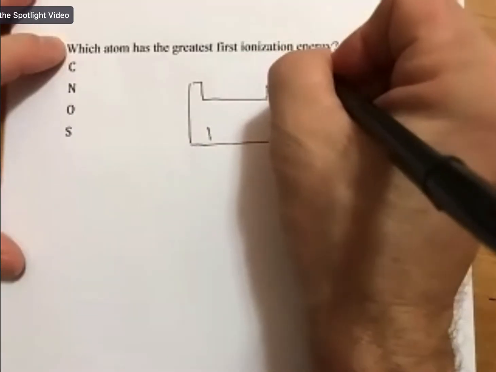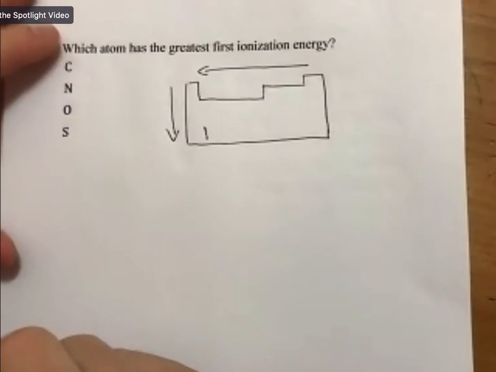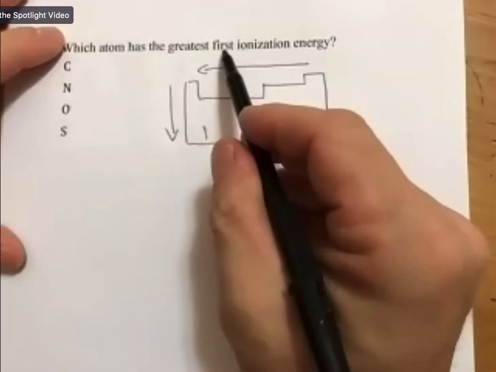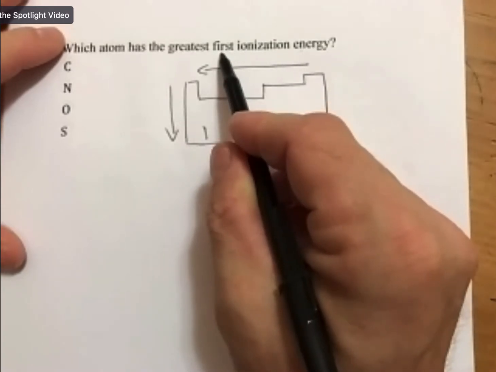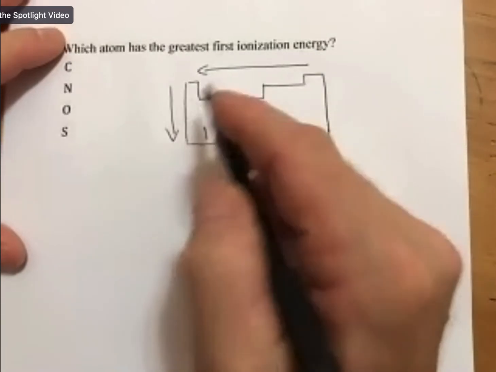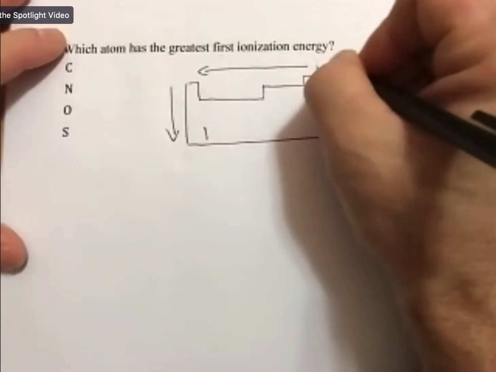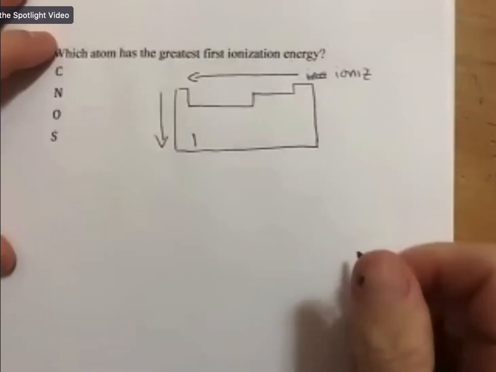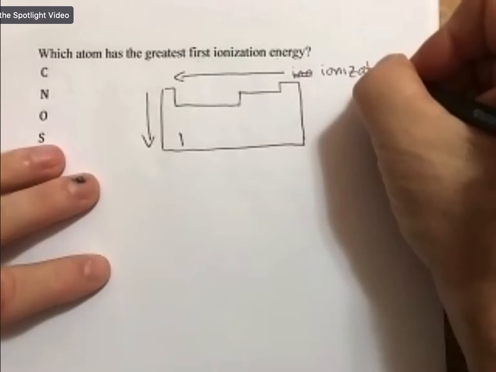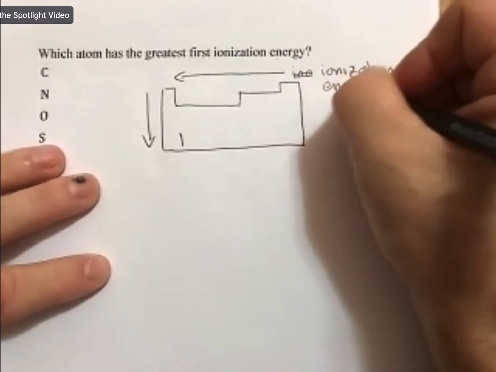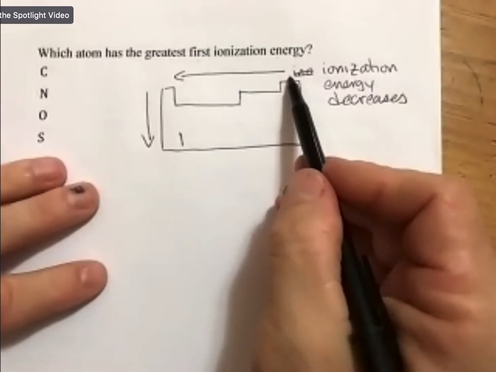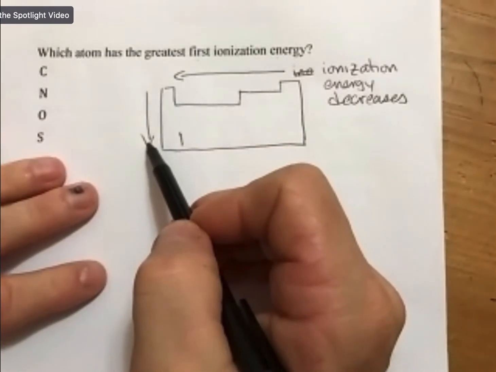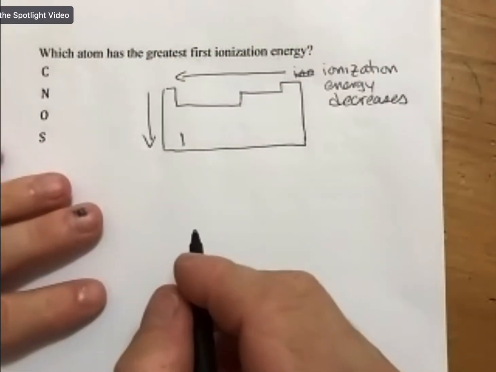And as you go to the left and down, so both of these things will be true, the ionization energy in general, but we'll talk about the first ionization energy. So ionization energy decreases. So as you go left and down, ionization energy decreases for both of those.